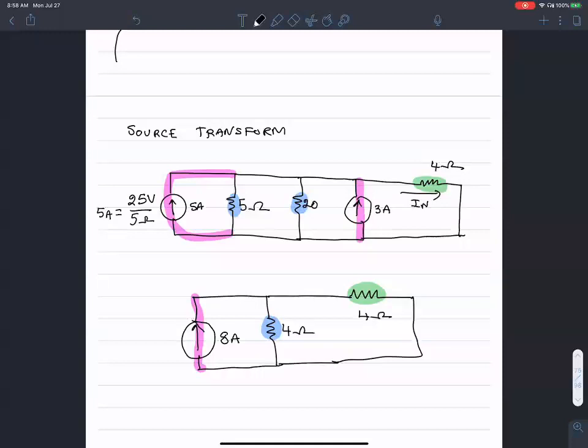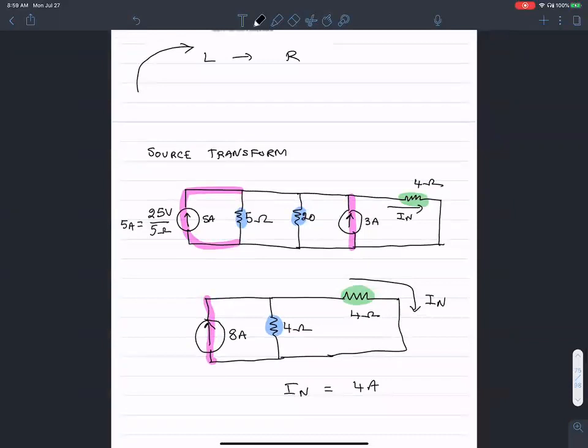Now it's easy to find I Norton. Remember, I Norton is the current flowing through this 4 ohm resistance. What would that be? That is simply the current division. So 8 amperes current is branching between a 4 ohm resistance and another 4 ohm resistance, so this 8 amperes is going to split equally between the two branches. I Norton is 4 amperes.